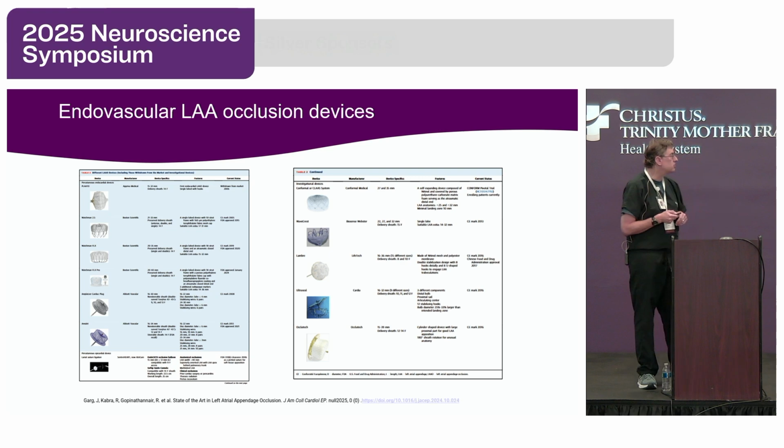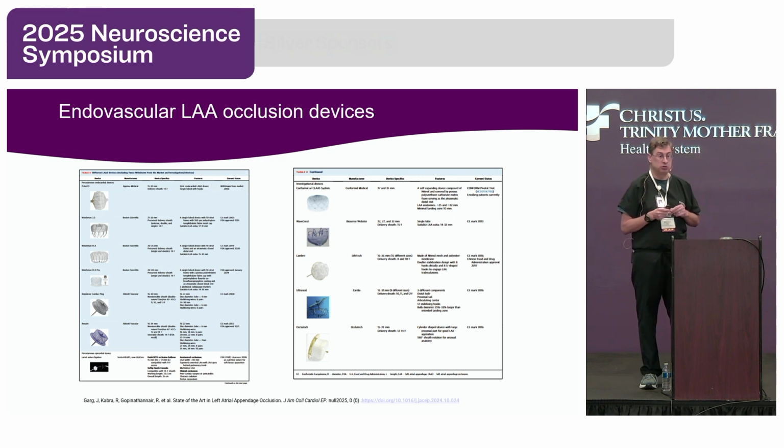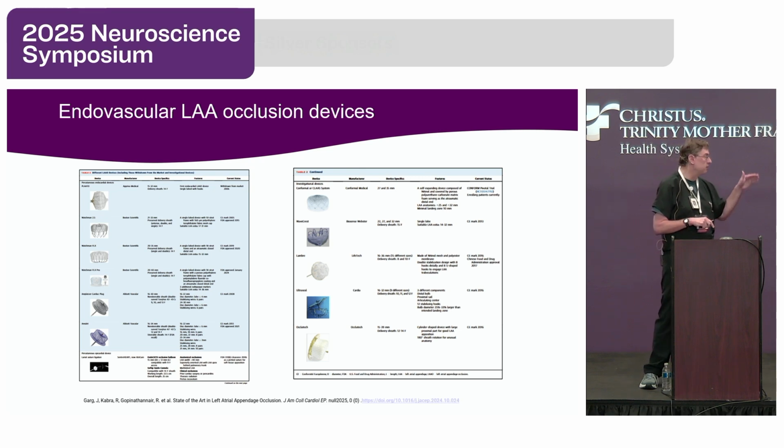So, endovascular left atrial appendage closure devices. These are the devices that we deploy through the groin into the heart. 20 years ago, if you told me there would be only 2 devices FDA approved today, I would have said no way, no how. But there are currently only 2 devices that are approved, and there has been a lot of interest in this over the last 20 years.